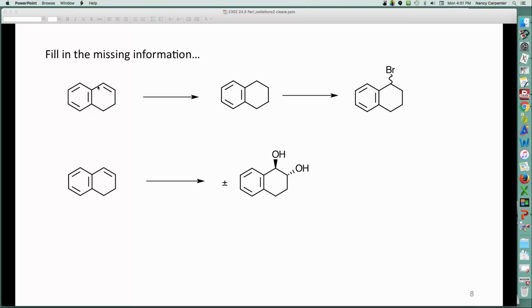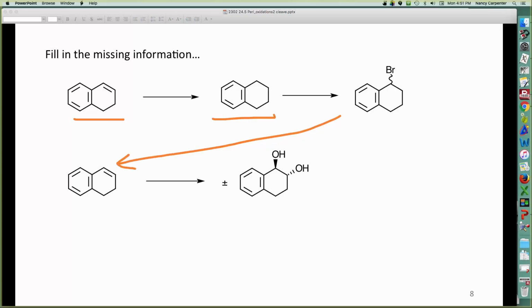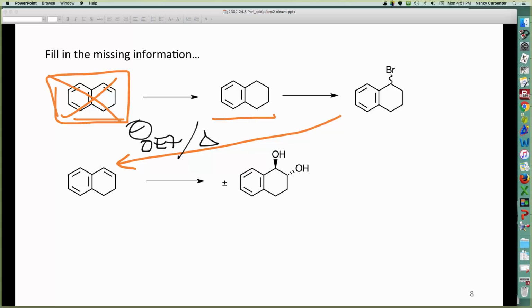All right, how about this guy? Oh, this is better yet. If I go from this alkene to this alkane to this alkyl halide, how do I go from this alkyl halide? Oh shoot, that's kind of stupid, because that's what I started with. But let's pretend like I didn't start with it. How would I go from the halide to the alkene? How about a strong base and heat to get the elimination reaction?